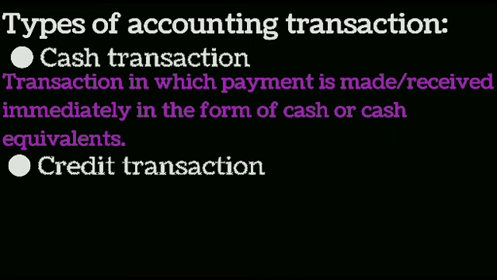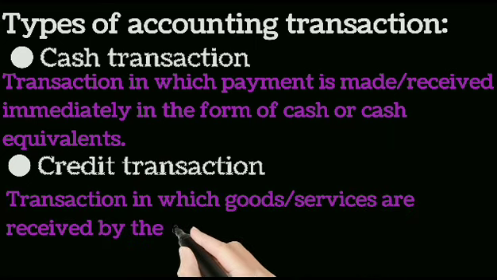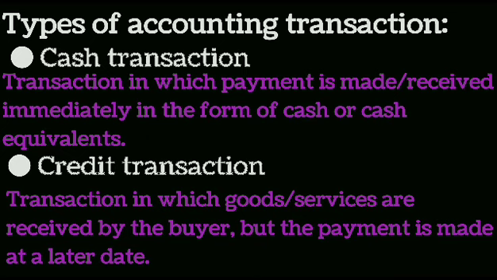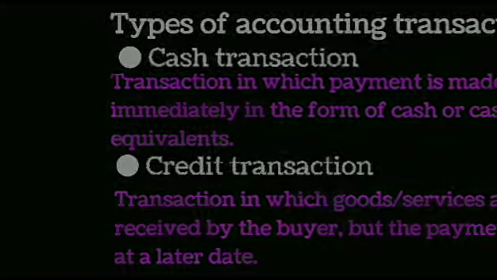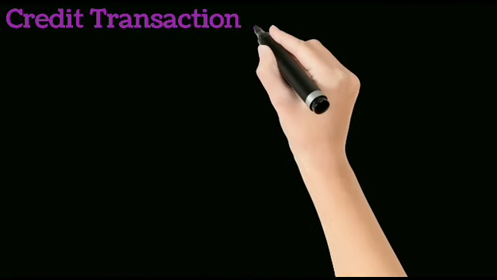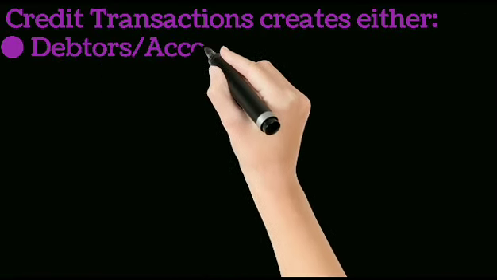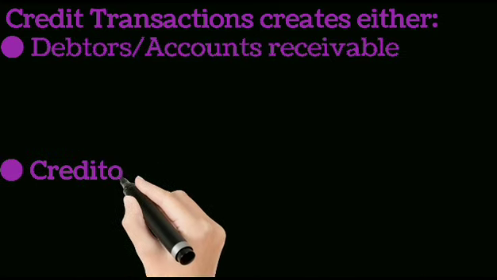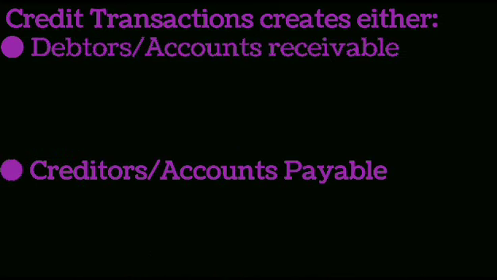And the other type, credit transaction. A credit transaction is a transaction in which goods or services are received immediately but payment is made at a later date. For example, a company purchased inventory on credit of 3 months. The company will receive inventory immediately but will make payment after 3 months. This one is a credit transaction. Credit transactions will create either debtors, also known as accounts receivable, or creditors, also known as accounts payable.